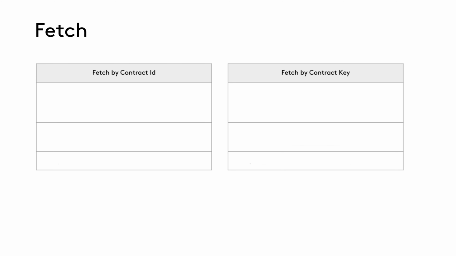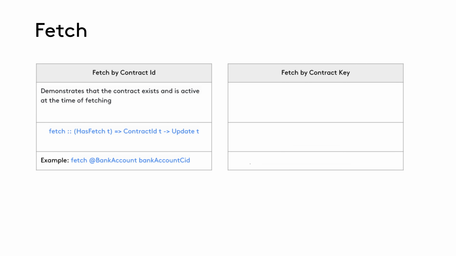When fetching a contract ID, we need to provide two arguments. First, the template name prefixed with an @ symbol to tell the compiler the type of contract needs to be fetched. However, this argument is optional. And second, the contract ID of the contract we want to fetch. Note the return type in the signature of the fetch function. It's an update action which returns T, which means the fetch results in an update in the ledger and returns the contract payload.